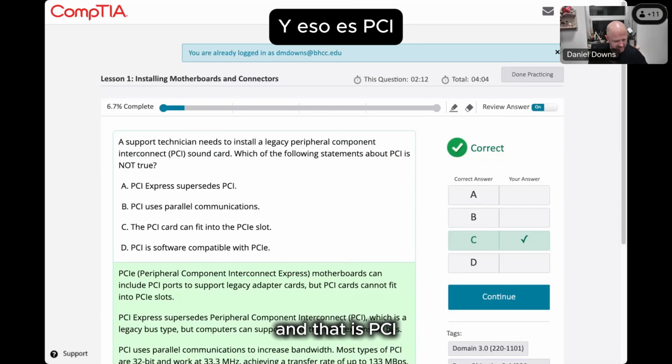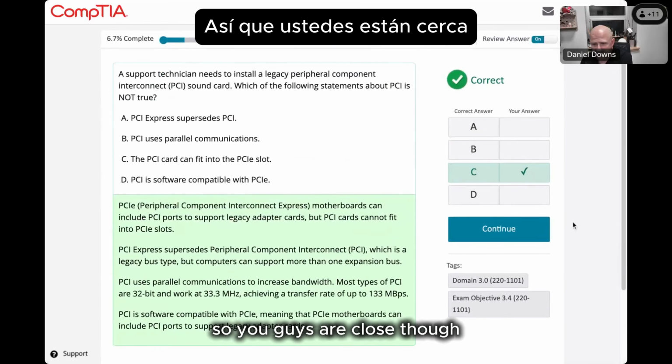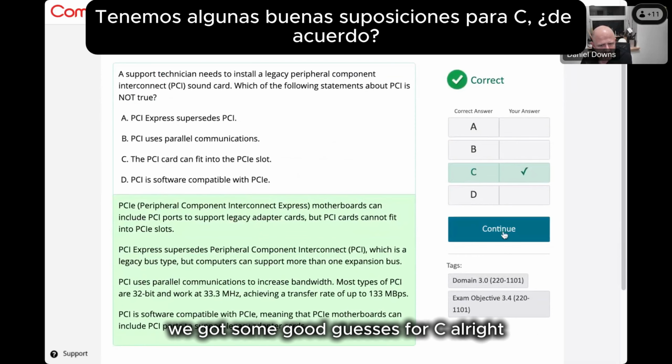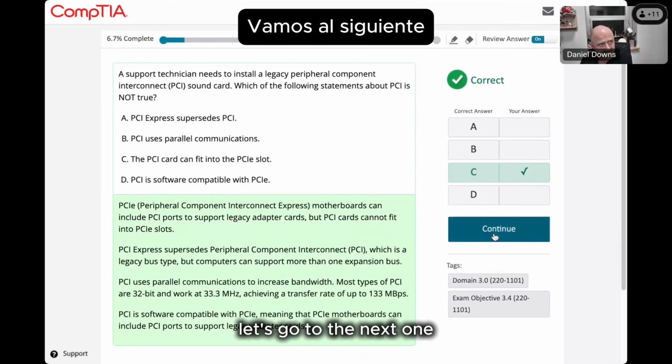And that is PCI. So you guys are close, though. You guys are definitely in the ballpark here. We had some good guesses for C. All right, let's go to the next one.